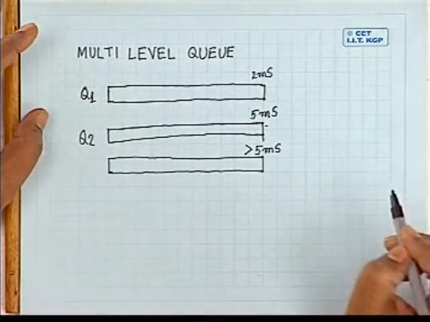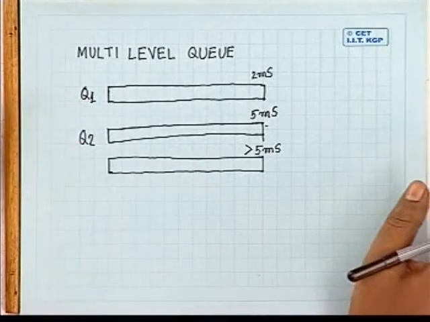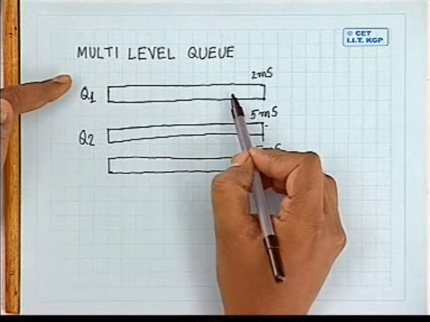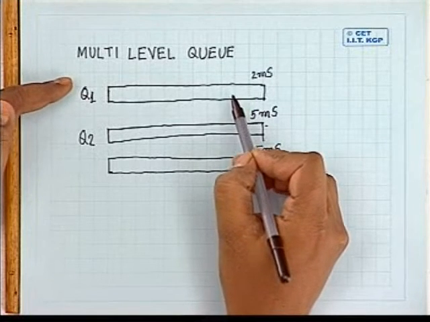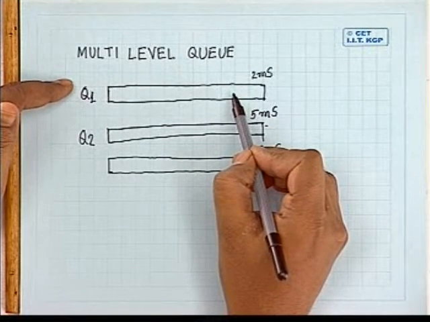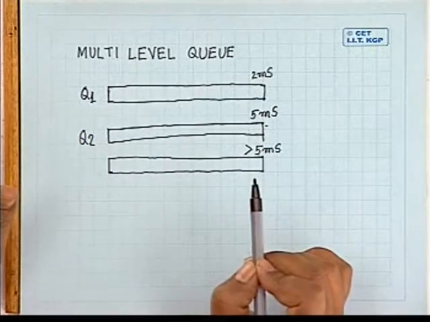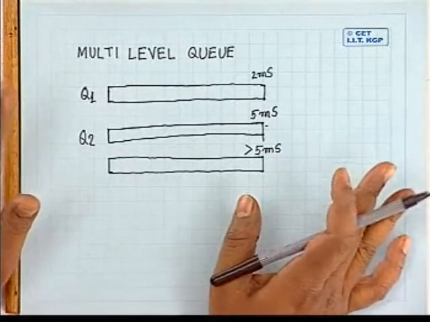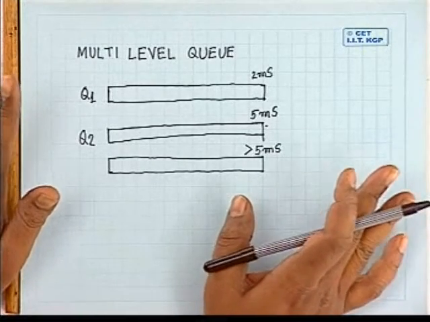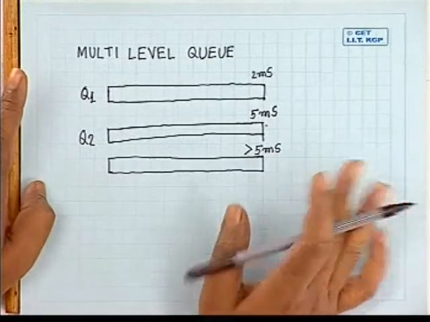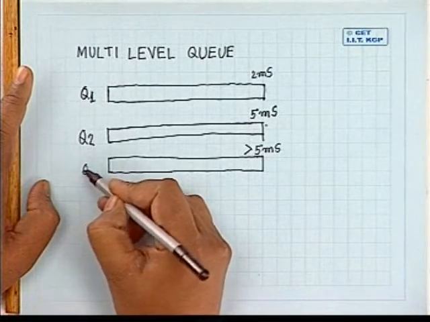In Q2, the CPU bursts are moderately short. It is not as short as those jobs, but the CPU time requirement is greater than that of those jobs. So I put those jobs in Q2. And all the jobs which are strictly CPU bound, that means every CPU burst is greater than 5 milliseconds, I put them in queue number 3.